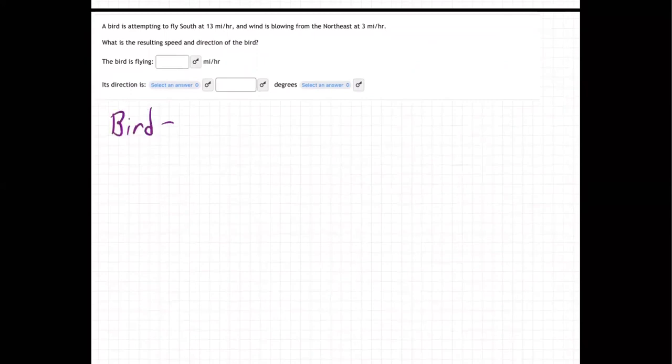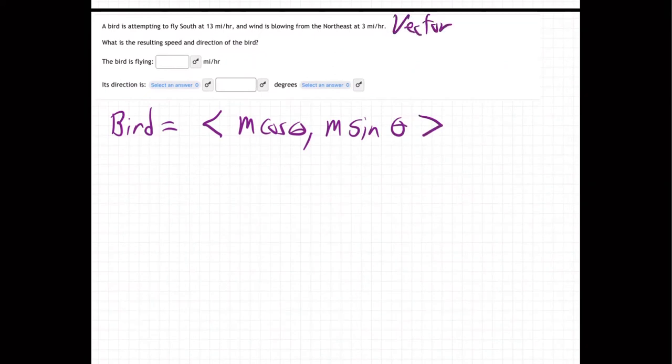So whenever we have a vector, we go whatever the magnitude is, cosine theta, and magnitude sine theta. But let me mention vector angles theta must start at 0 degrees, meaning be the actual angle. So what am I talking about?